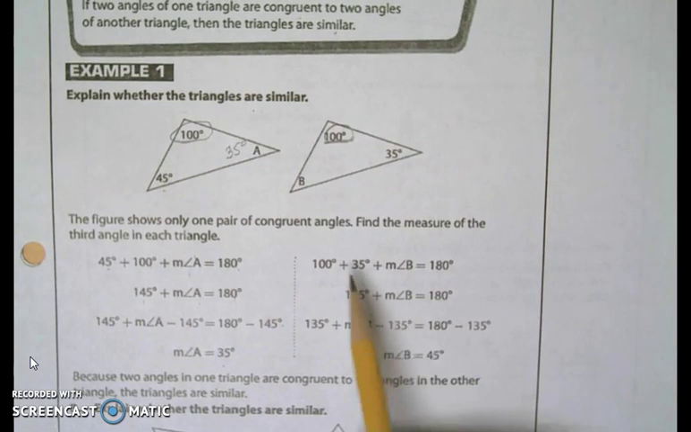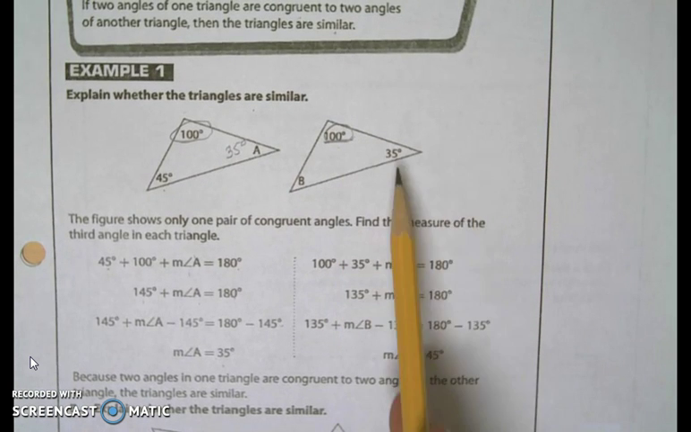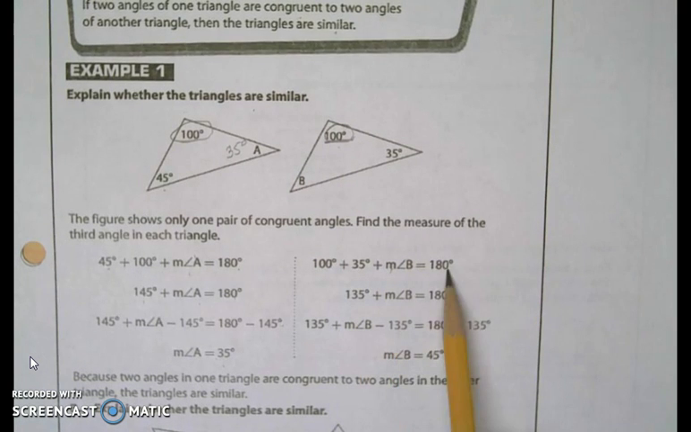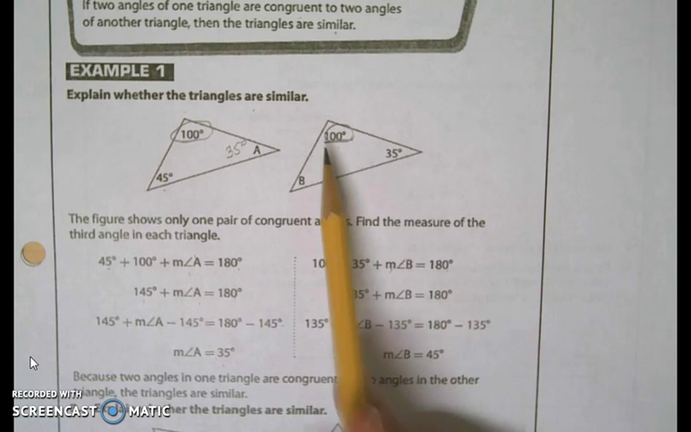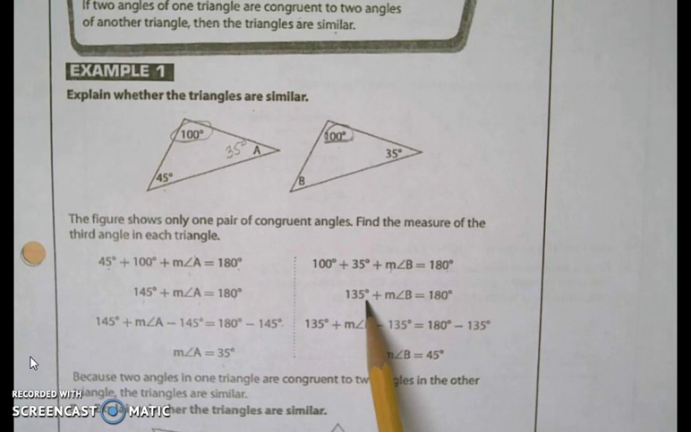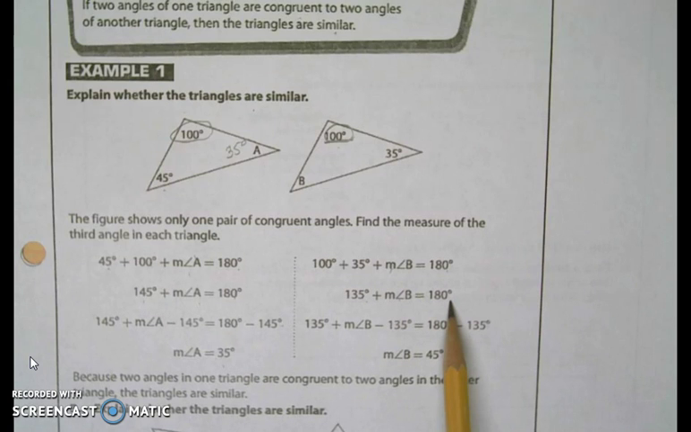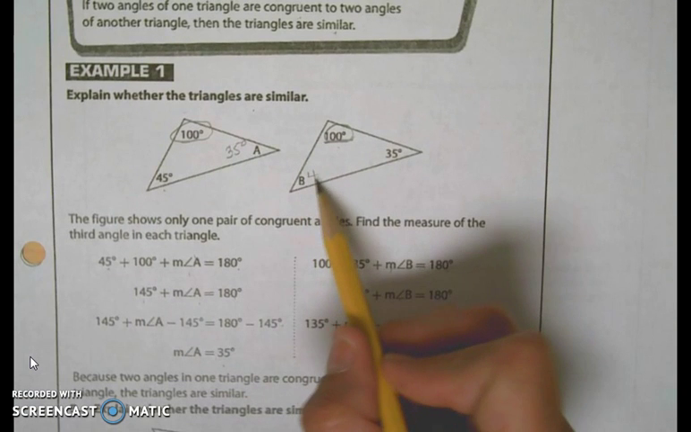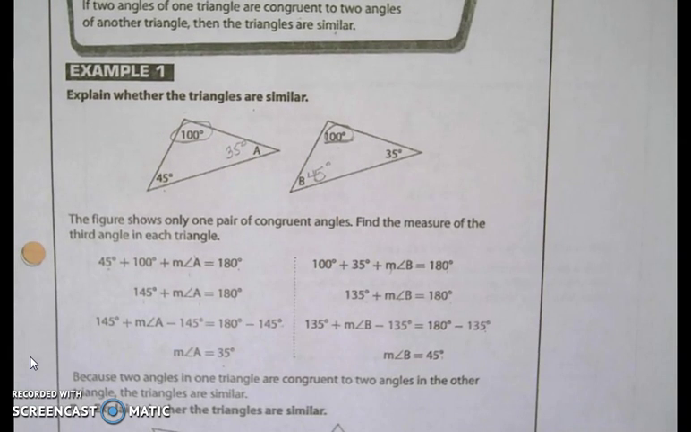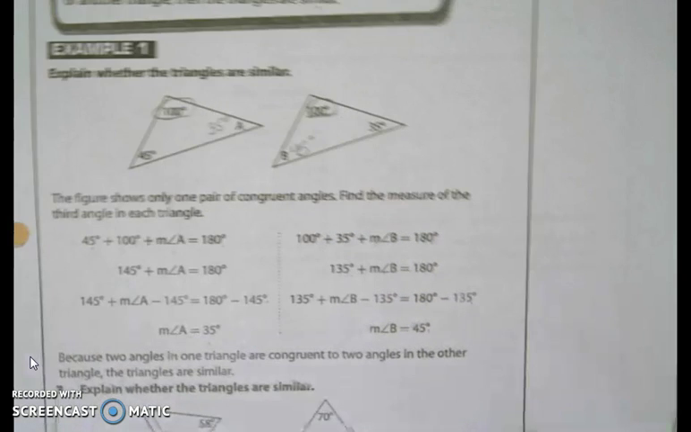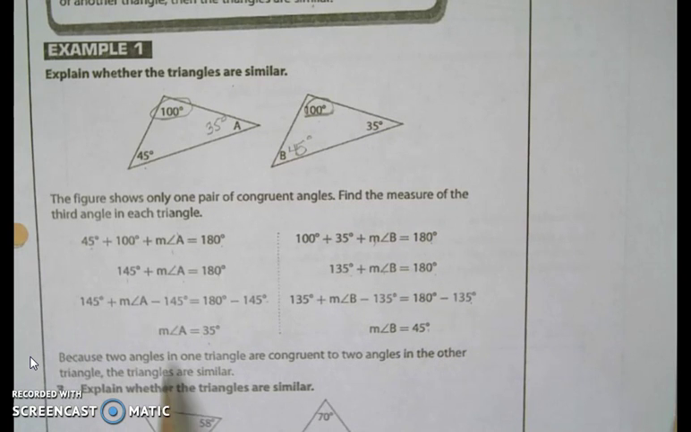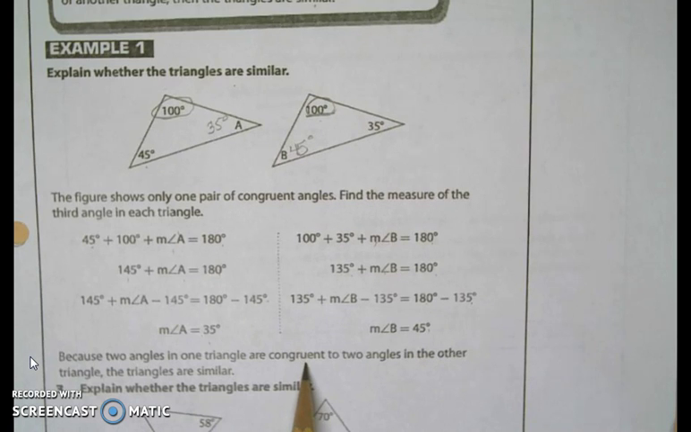And they did the same thing for the second triangle. 100 plus 35 plus the measure of angle B equals 180. 100 plus 35 is 135, plus the measure of angle B has to equal 180. When I subtract 180 minus 135, I get the measure of angle B is 45 degrees. So because two angles in one triangle are congruent to two angles in another triangle, the triangles are similar. Now you try.